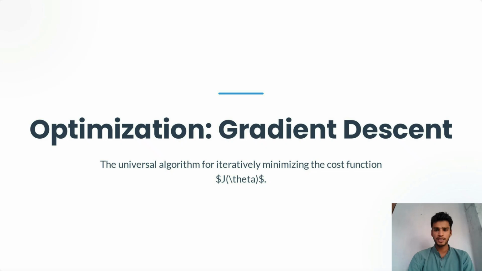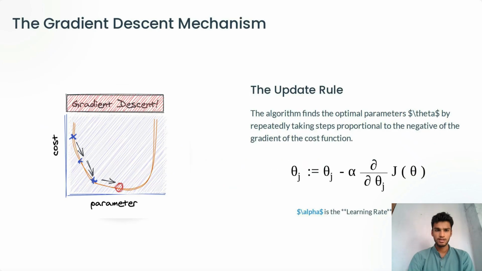Optimization is done by gradient descent. It is a universal algorithm for iteratively minimizing the cost function. The gradient descent mechanism, the update rule: the algorithm finds the optimal parameters by repeatedly taking steps proportional to the negative of the gradient of the cost function. The formula is given here.